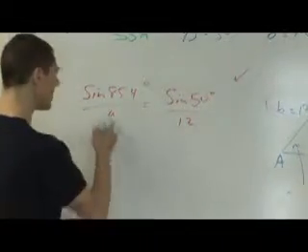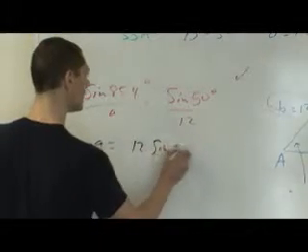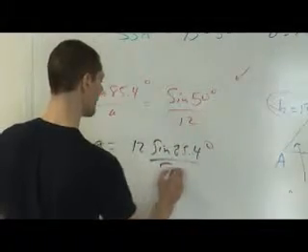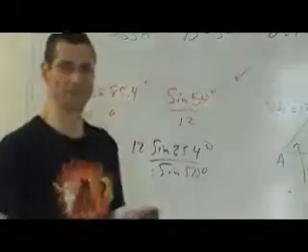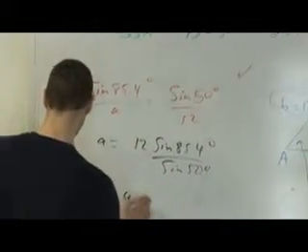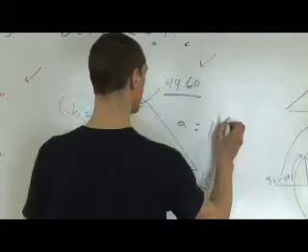Basically, this means that little a is equal to 12 sine of 85.4 degrees divided by the sine of 50 degrees. I did the computation real quick so we didn't run out of time. Little a is 15.614 and change. We'll just call this 15.61. See you in a minute.